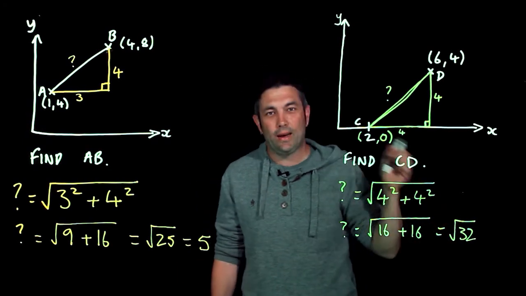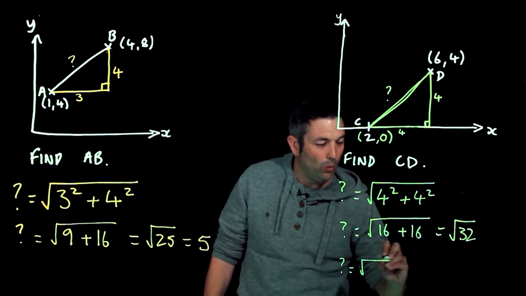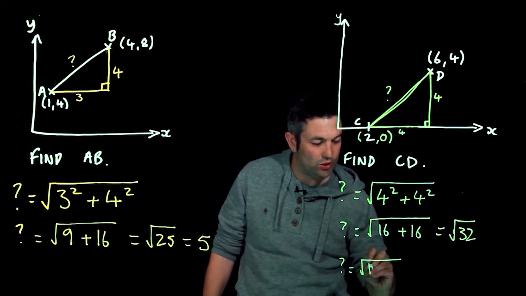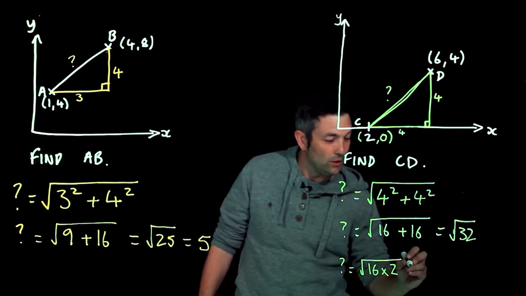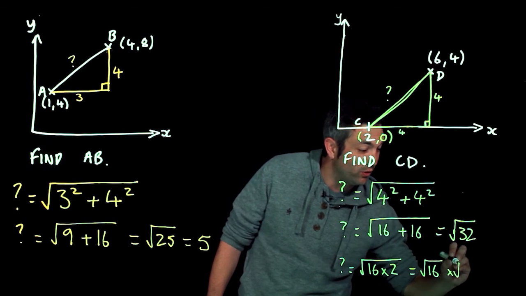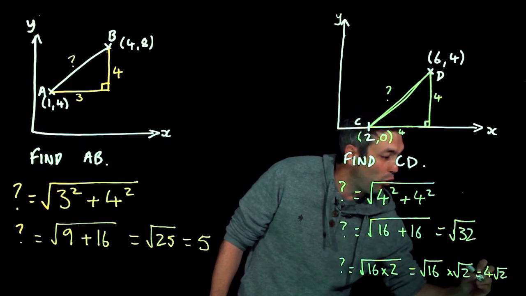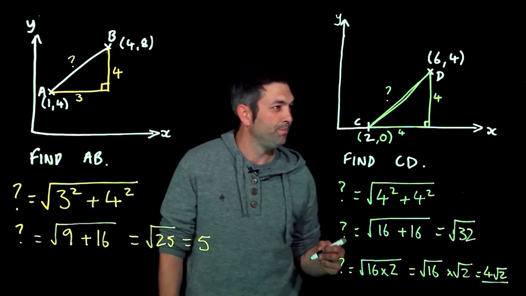Again, look it up if you're not sure about that, but what I'm going to do is find a square number that goes exactly into 32, and 16 is my square number that goes into 32, and it goes in twice. So now I can separate them, and square root 16 to get 4. So my answer would be 4 root 2 in its simplest surd form.